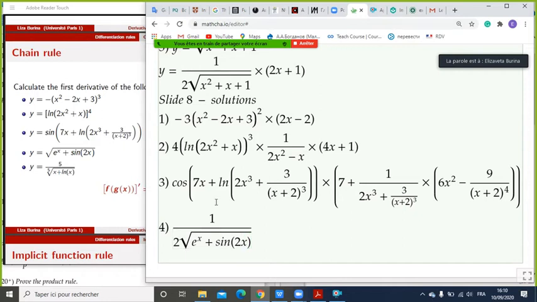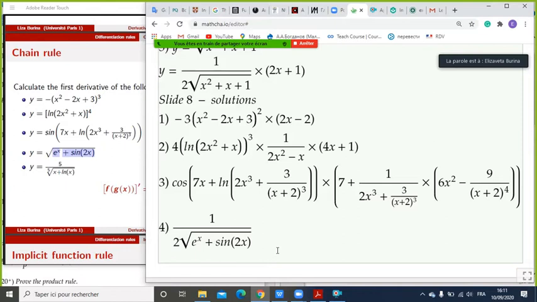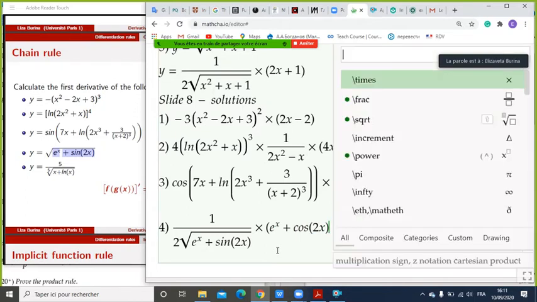So this is just the derivative of a square root. So if we had x here, we would do 1 over 2 square root x, and we consider this whole expression for now as a big X. And we write it here. Then we're like, okay, times. And then inside this times, what do we write? We write the derivative of e to the power of x plus sine 2x. The derivative is e to the power of x plus cosine 2x times 2.